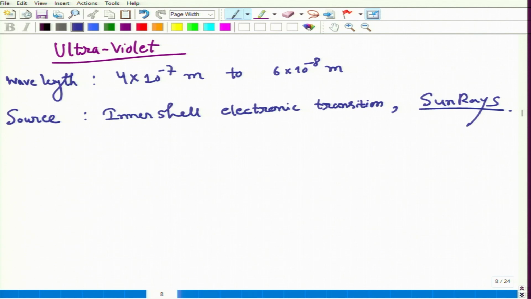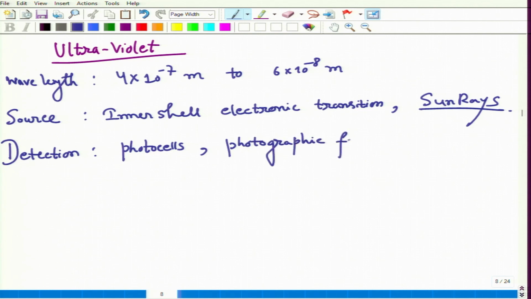Okay. Detection: photocells, again photographic films, and uses.